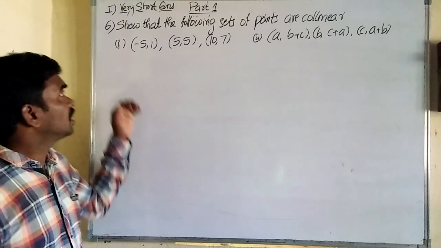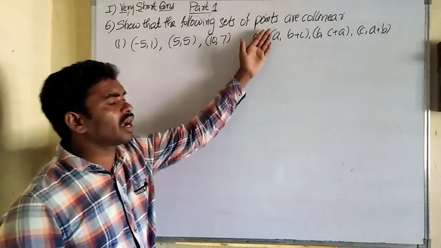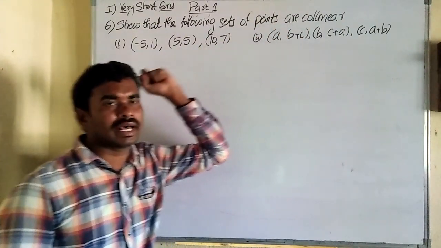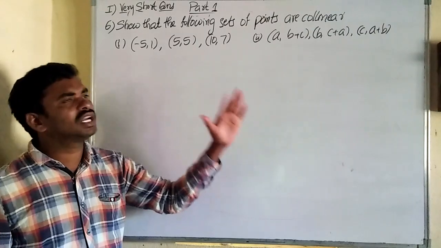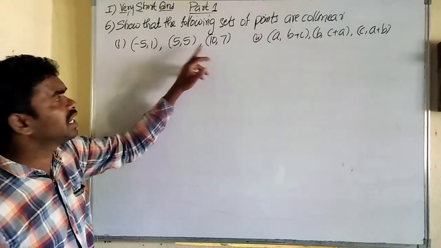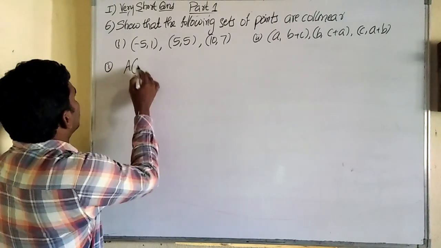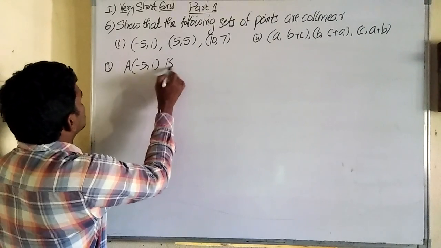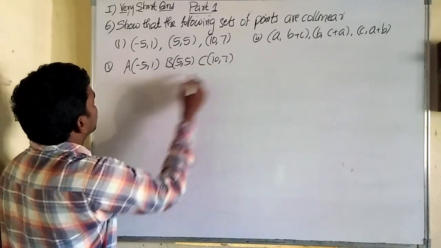Okay. Next, sixth question. Show that the following sets of points are collinear. Collinear means what? Slope of AB equals slope of BC. Then we can say collinear. First, minus 5 comma 1, 5 comma 5, 10 comma 7. So first question solution. First point I am taking as minus 5 comma 1, second point as 5 comma 5, and third point as 10 comma 7.